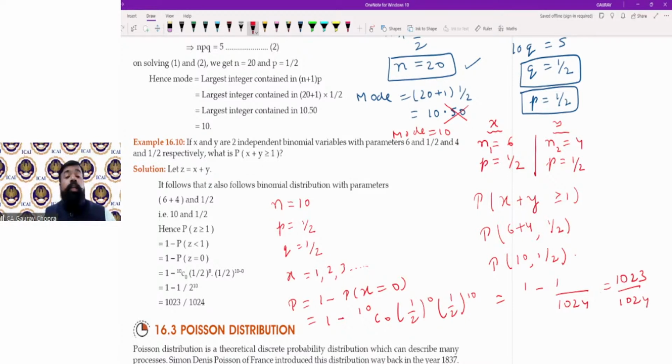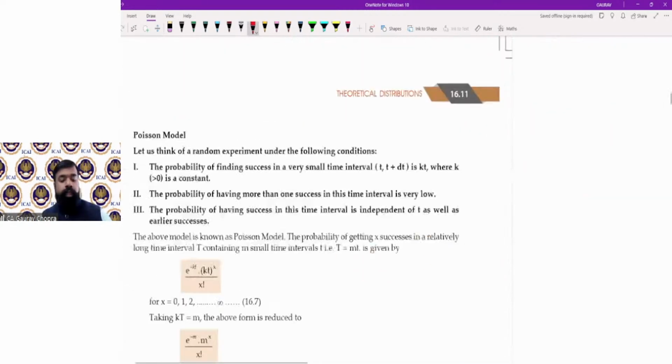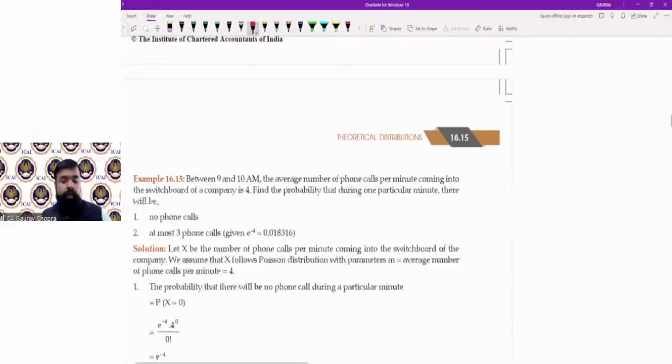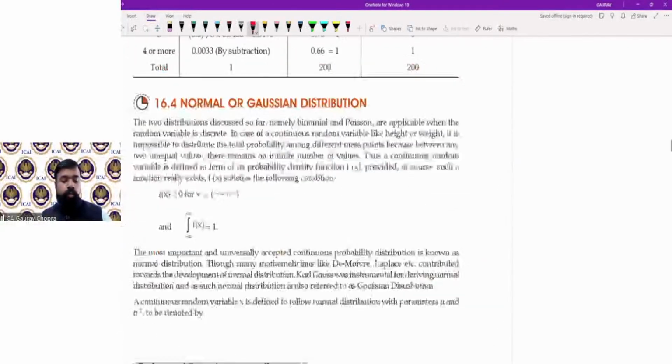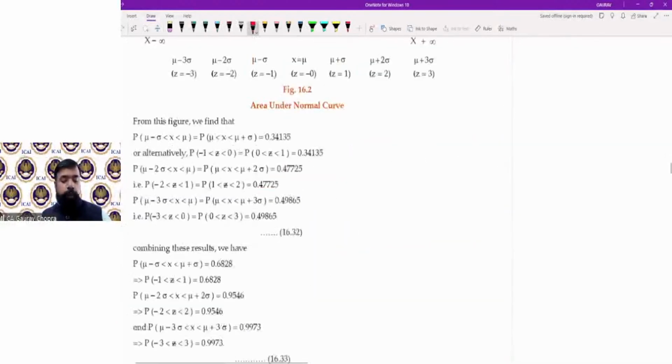Okay. So in this question, basically, first of all, we have to calculate the distribution of X plus Y. So X plus Y will have n equal to 10, and probability half. So after getting the new parameters, you have to find out the value of X. The value of X was greater than or equal to 1, so 1, 2, 3, and so on up to 10. But for simplicity, we do 1 minus P(X=0). Okay. So from the illustration, we have completed the binomials. Then let's move on to the back questions.